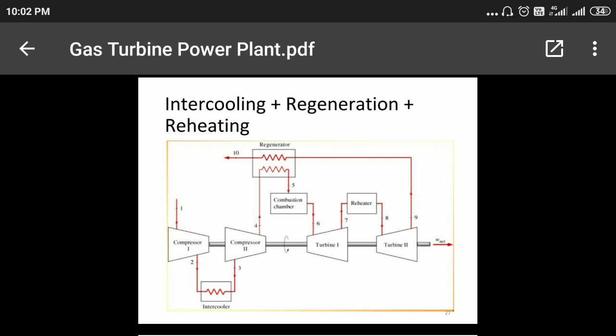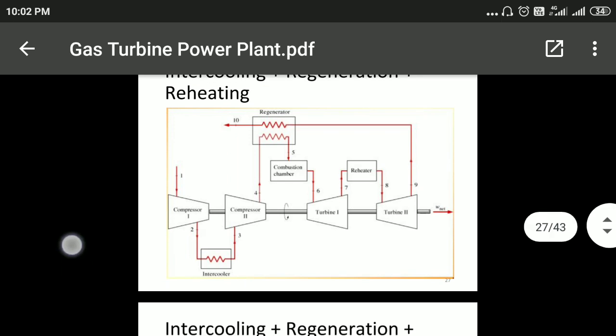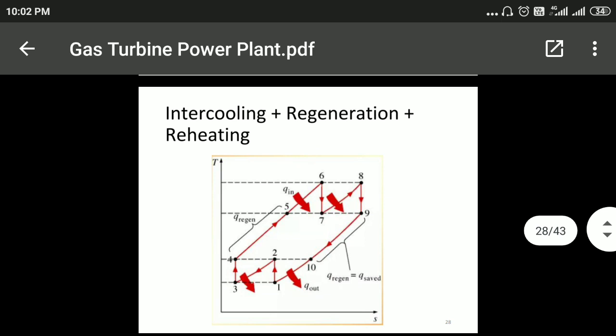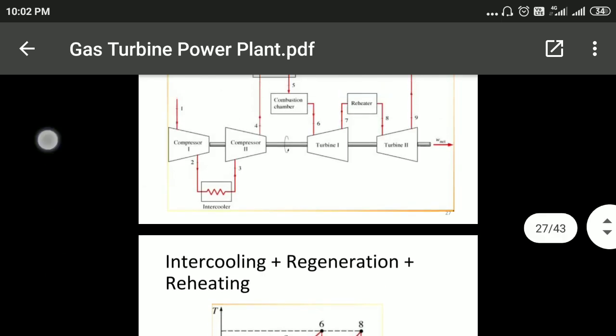Here we know compressor 1 is a low pressure compressor, compressor 2 is the high pressure compressor, turbine 1 is a high pressure turbine, turbine 2 is a low pressure turbine, and the regenerator. So a simple diagram is given here. So we can see the TS diagram where 1 to 2 process, 3 to 4 process we can see here.